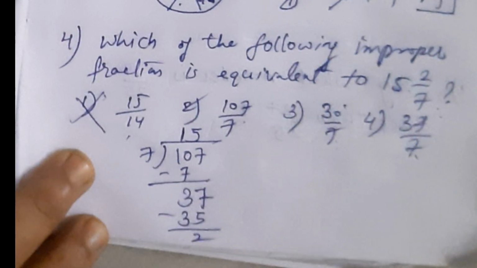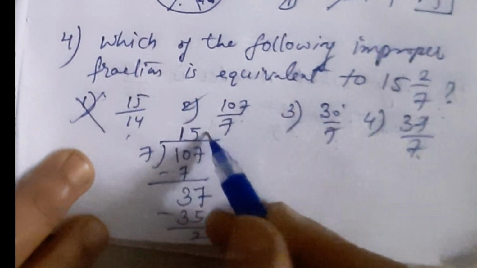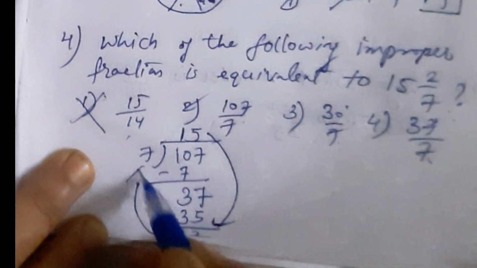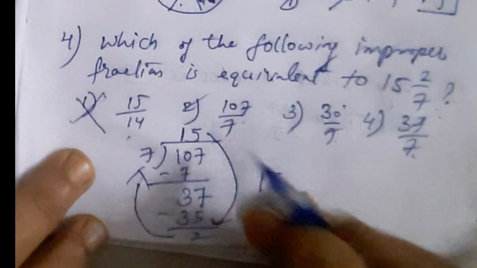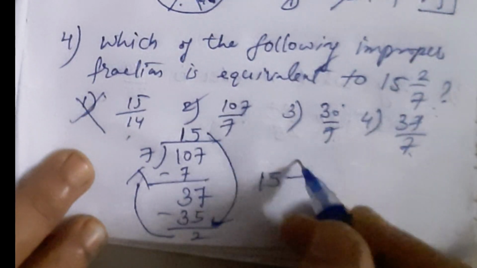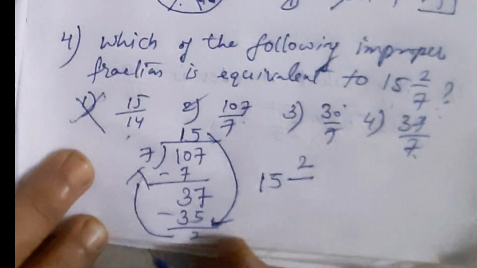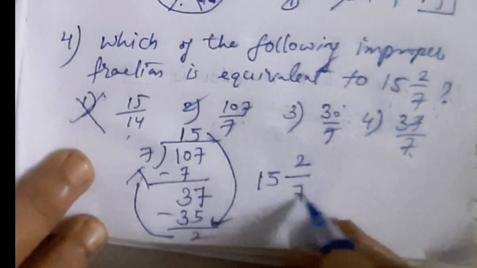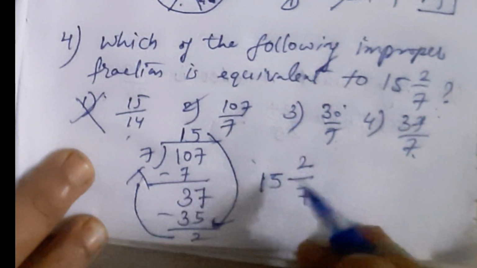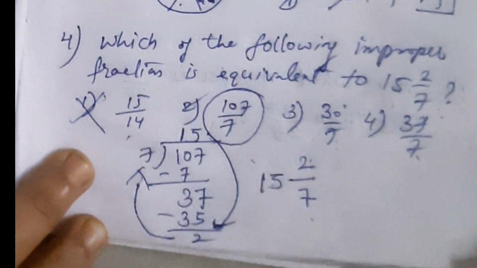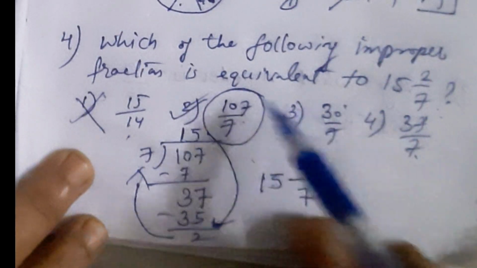Now subtract them. While writing in mixed fraction, we need to rotate anti-clockwise. So here first we will start from 15, then come down anti-clockwise till the remainder. Write down the remainder in the numerator, and then we'll go to the next number, 7, in the denominator. So here 15 integer 2 by 7 we are getting from 107 upon 7. So this is the correct answer, which is equivalent.